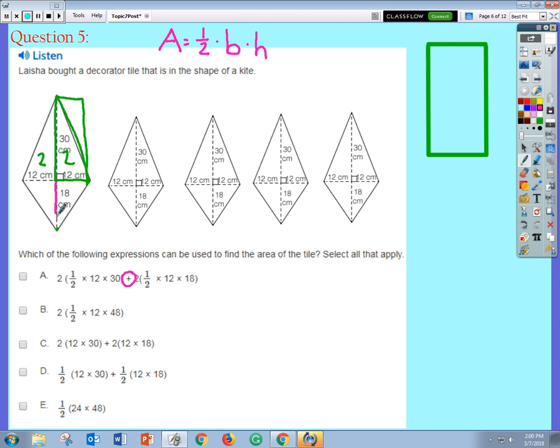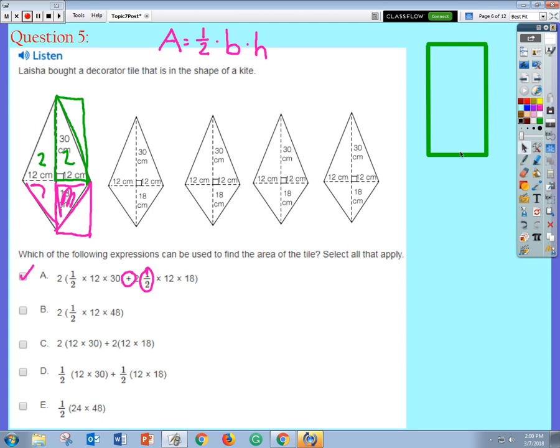Now 12 times 18 would give me this rectangle right here. But notice we're cutting it in half. So that would give me the area of this bottom part of the kite, and then they double that to give me the other area. That makes this formula the same as this one, just in extended form.